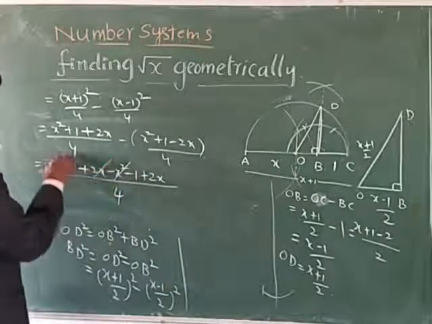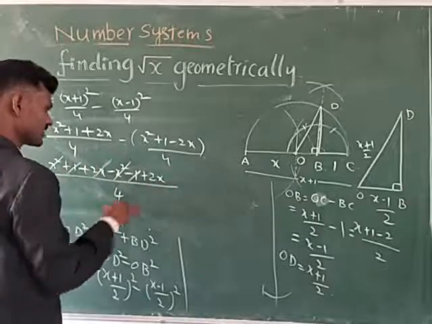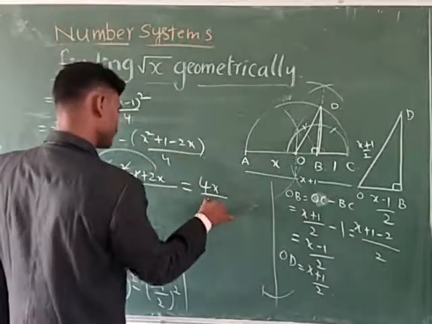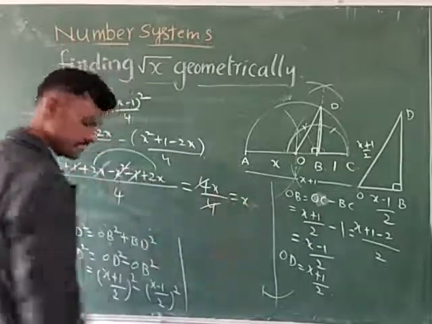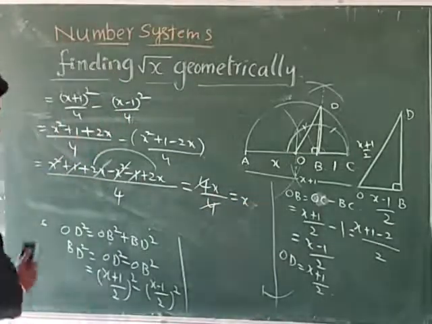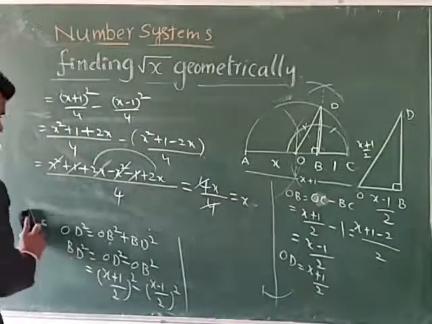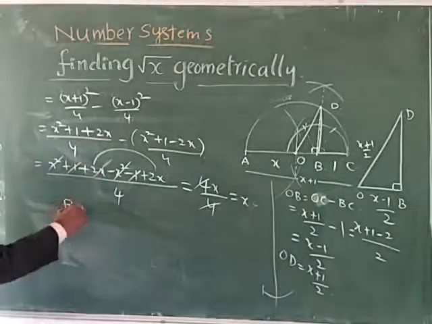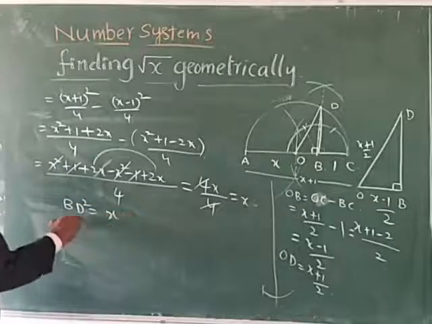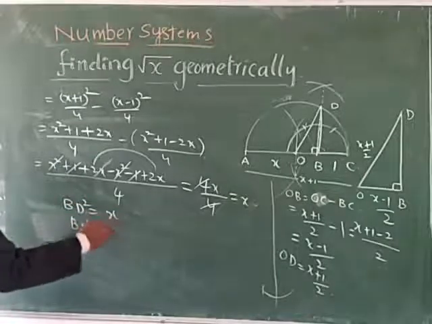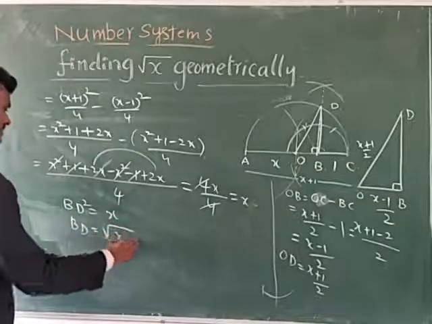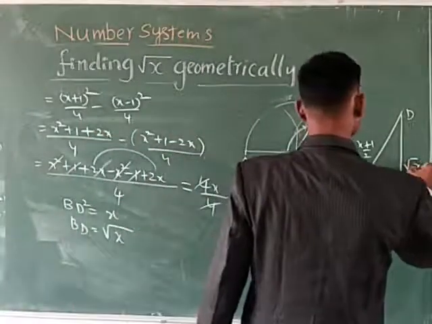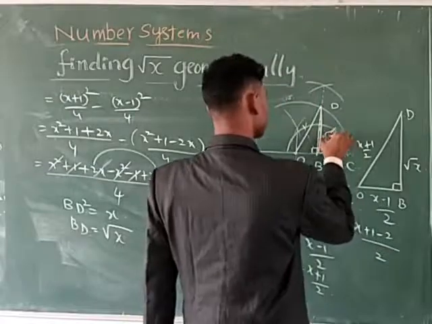Now x square plus 1 plus 2x, minus x square minus 1 plus 2x. Here x square minus x square cancel, plus 1 minus 1 cancel. Here 2x plus 2x, how much? 4x by 4, 4 cancel. This is x. Now what we want here is BD. Actually BD square is equal to x. Here BD is equal to, the square going that side, root x. Now see, BD is equal to root x here, and here also BD is equal to root x.